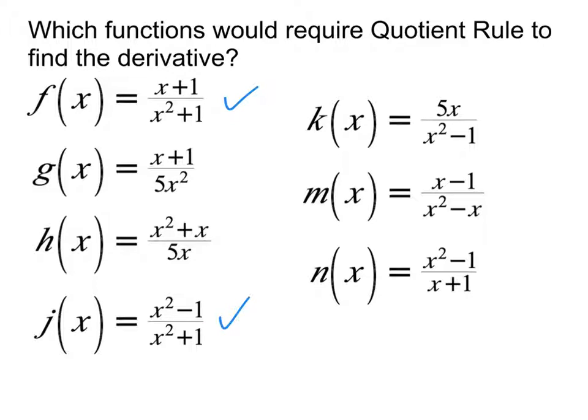Okay. K of x. Do we need it for k of x? Yeah, looks like we do. Okay. What about m of x? Yes. You will need quotient rule there. Last one, n of x. Do you need it there? Do you need to use quotient rule on n of x? No.